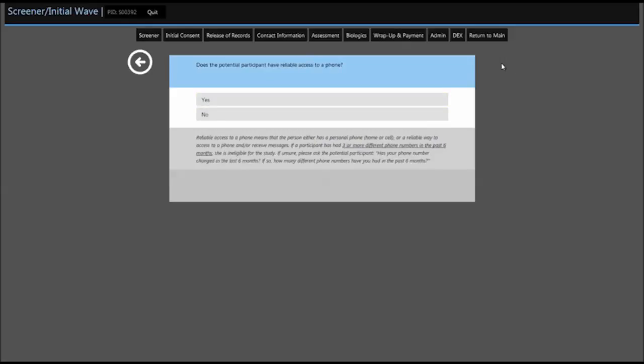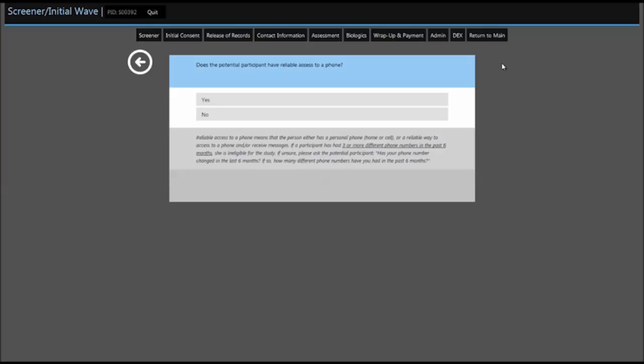Does the potential participant have reliable access to a phone? The reason we ask this question is the person doesn't have to have their own phone in order to participate in the study, but they do have to have access to a phone where they get their messages regularly, and also they have to be able to make outgoing calls on that phone on a regular basis if they need to.